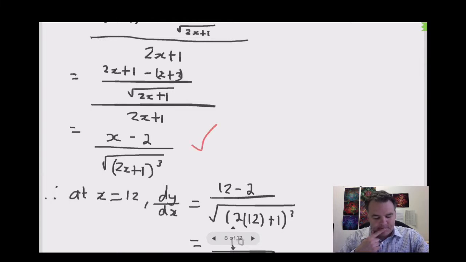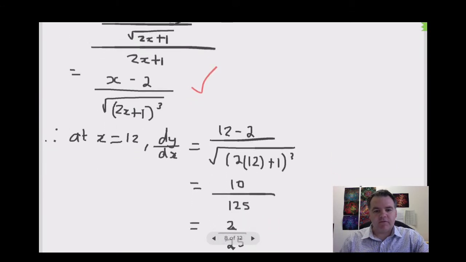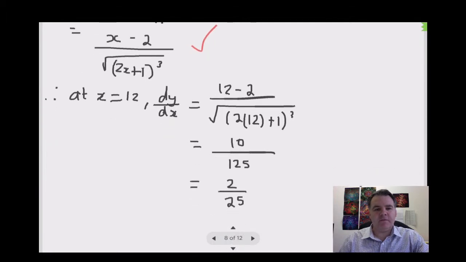So after that, we want to know what's going on at x equals 12. So substitute in 12 into that formula and simplify gives us 2/25 for the answer. So the slope of the curve there when x equals 12 is 2/25.